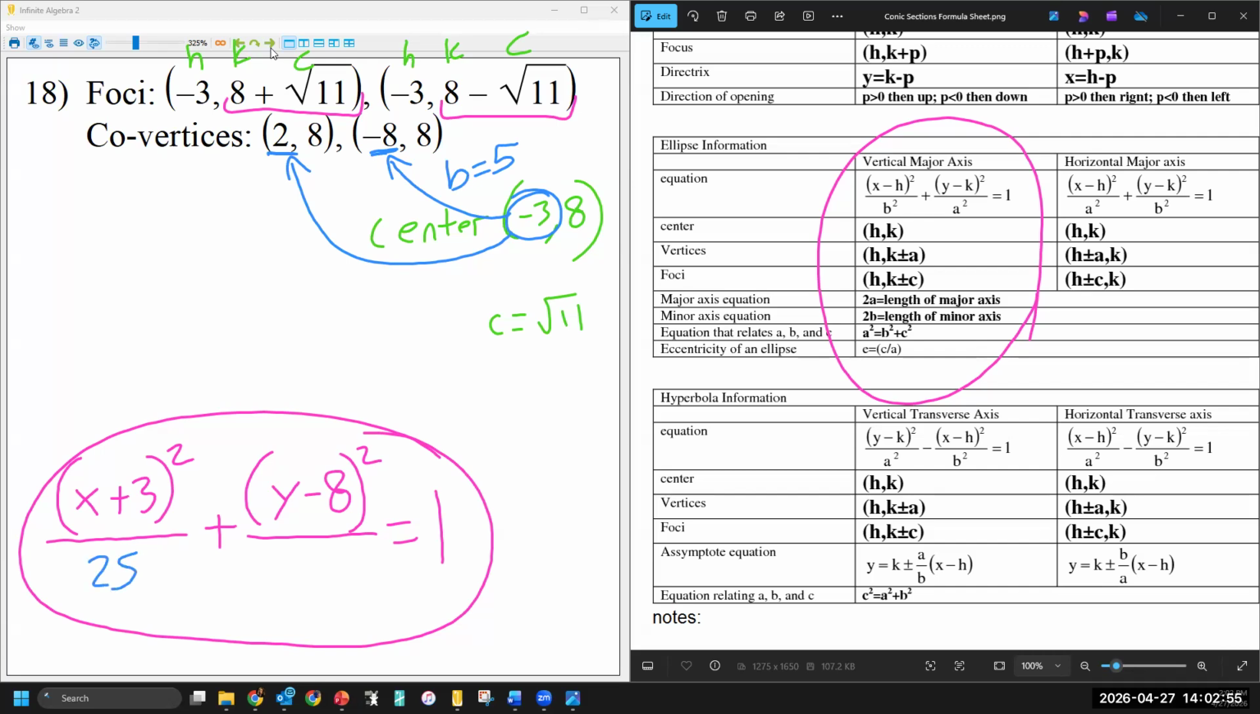And now I can plug into our formula right here and say, okay, a squared, which I'm trying to figure out, equals b squared. I have 25 plus c squared. Well, if I know c is square root of 11, so c squared is just 11. a squared is 25 plus 11, which is 36. And there we go. All done.